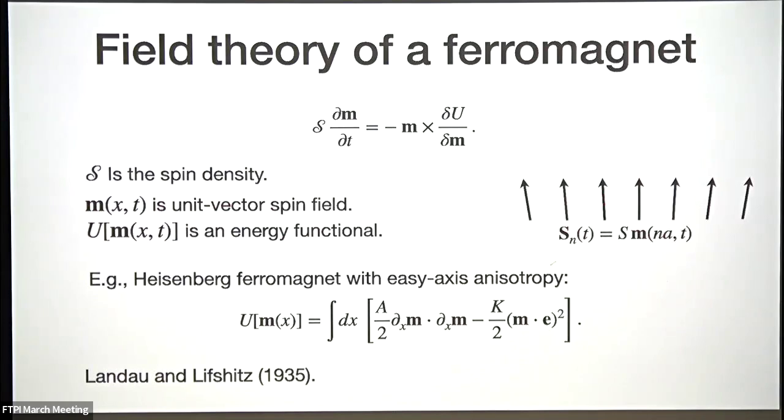positions. The Landau-Lifshitz equation basically is the balance of the rate of change of angular momentum on the left-hand side and whatever torque comes from potential energy. And the potential energy functional could be various things, but usually it's dominated by exchange interaction, which imposes a penalty for having spatial variations of the magnetization field. And it might have anisotropies and other interesting terms such as Dzyaloshinskii-Moriya and so on.